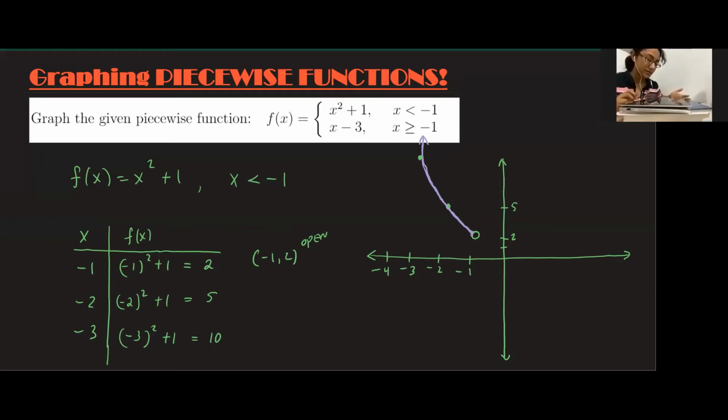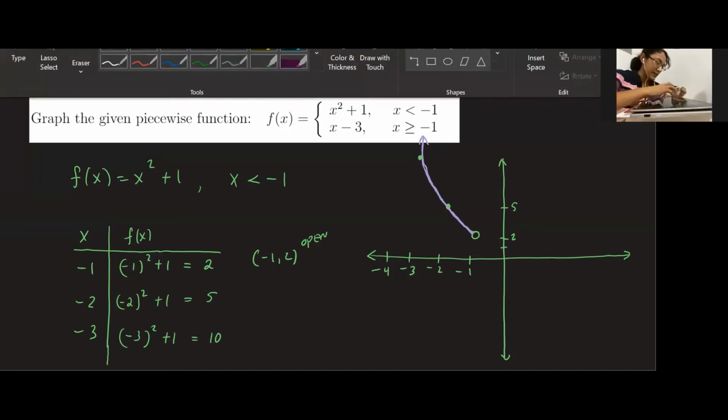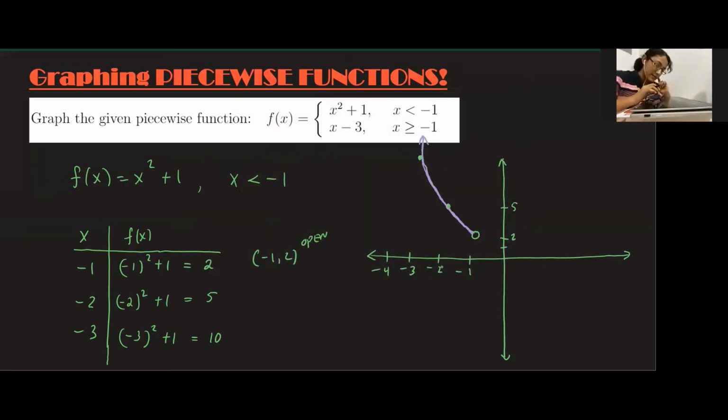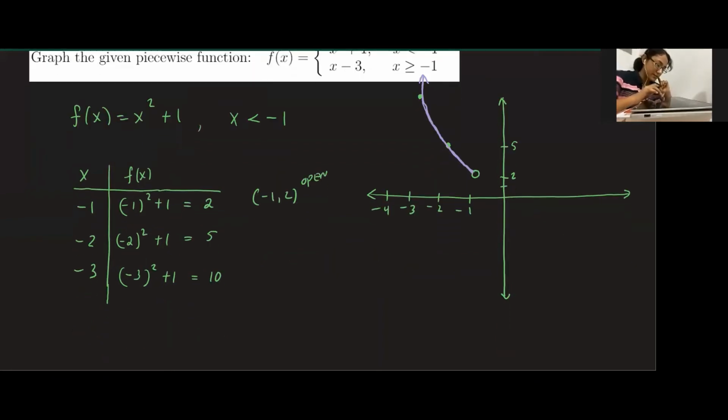Now what about the right side of -1? Well, we're going to have a different graph. We're going to have f of x equals x minus 3. So again, we do the same thing. We make a table of values, and then we plot them and make our graph. So let's plug in f of x equal to x minus 3, on the interval x is greater than or equal to -1.